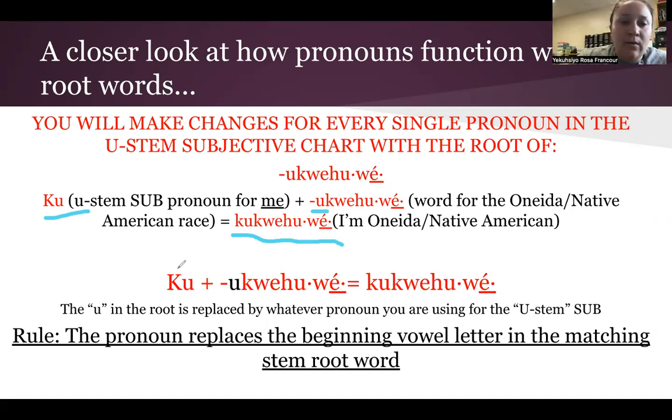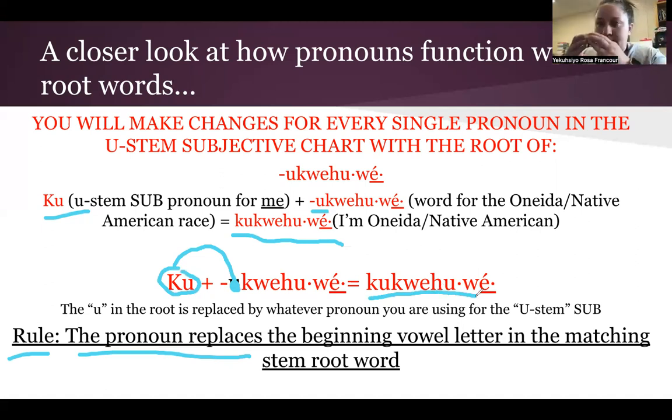Okay. Well, we have our pronoun. Remember the rule here. The pronoun replaces the beginning vowel letter, which is U, in the matching stem root word. So gu is going to replace this U. You just take gu and that replaces that. And that's where we get gungwehu. Does that make sense? The pronoun replaces the beginning vowel letter.